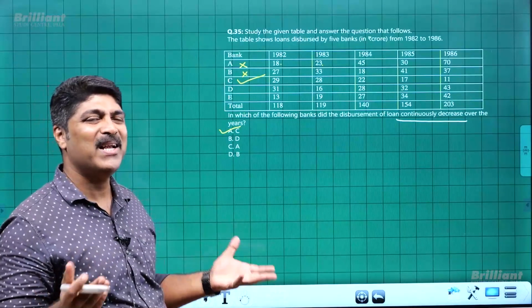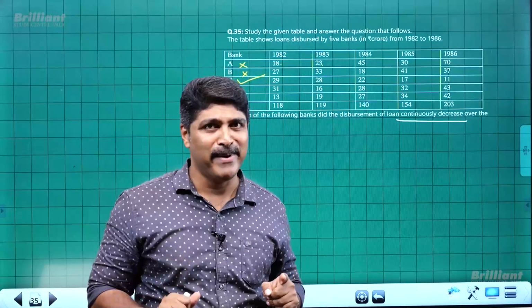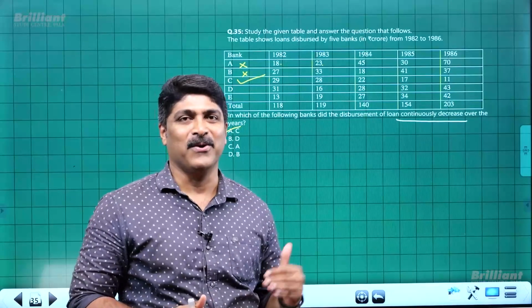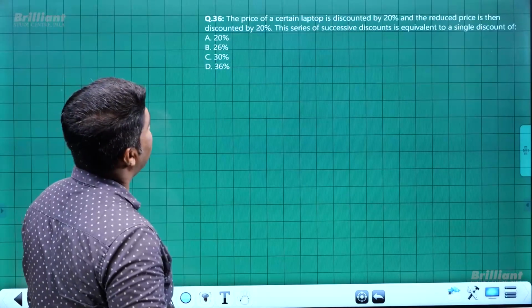So it's such a kind of observation type question. For practice, you can think about the remaining 2 banks, whether they show a continuous decrease in disbursement or not. Okay, then we can move to the next question.